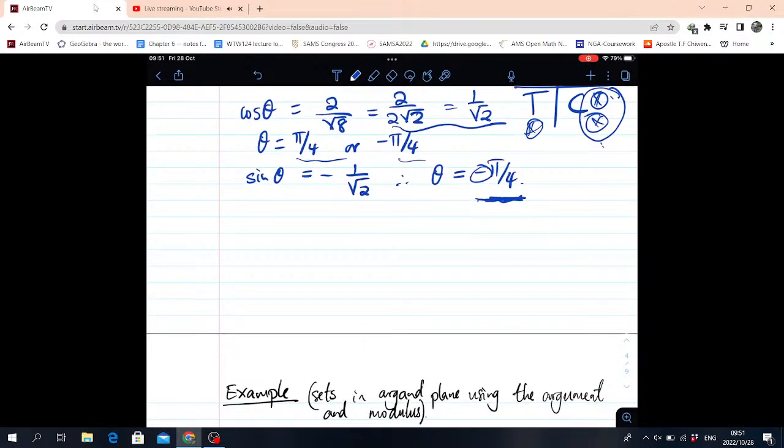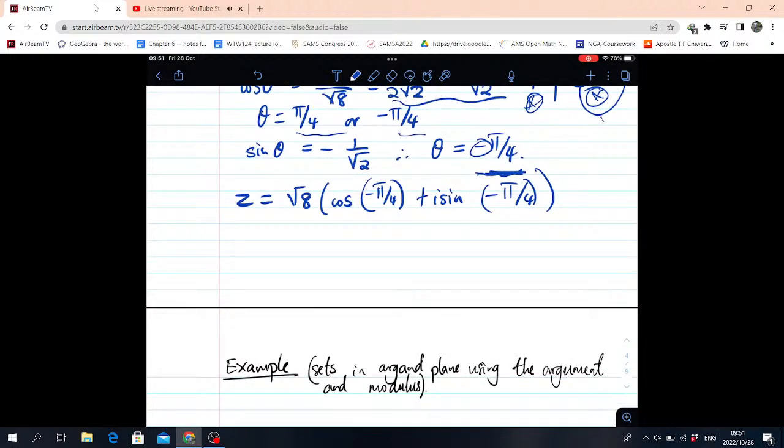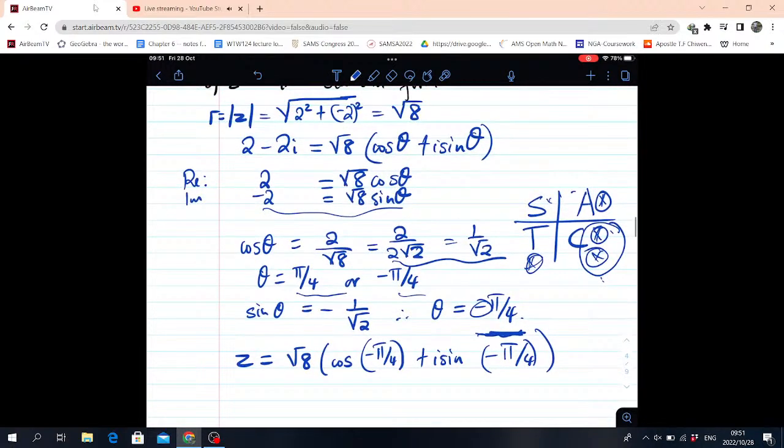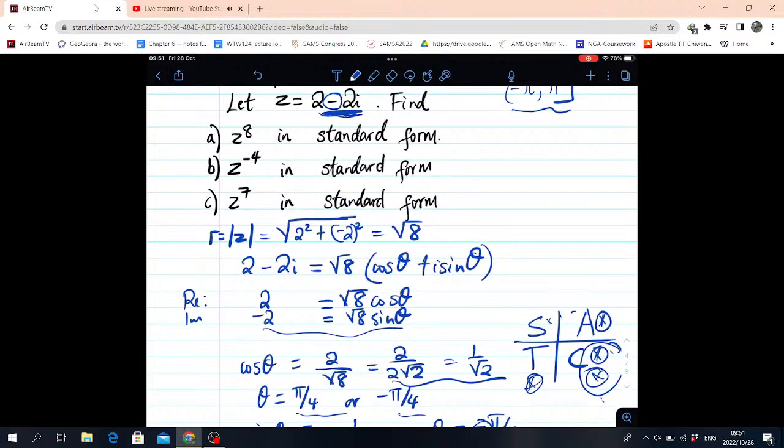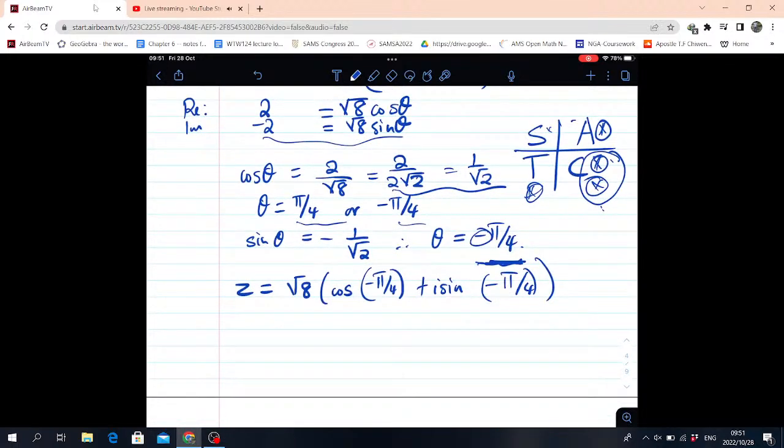So we know that our angle is that, and so therefore z can be written as the square root of 8 times cos minus pi over 4 plus I sine minus pi over 4, right? And then from here, now that we've got z, we can now find all these z to the 8, z to the minus 4, z to the 7 by using De Moivre's theorem.